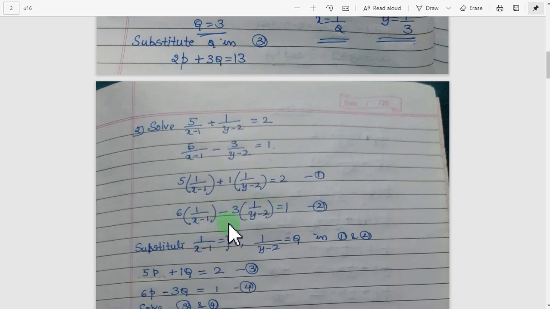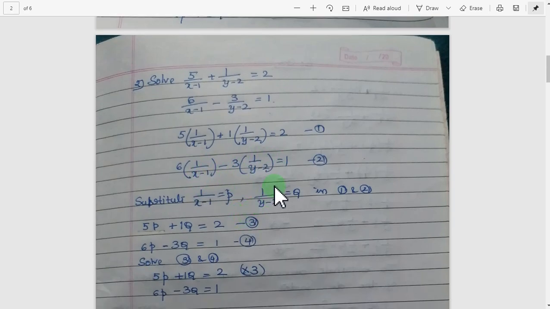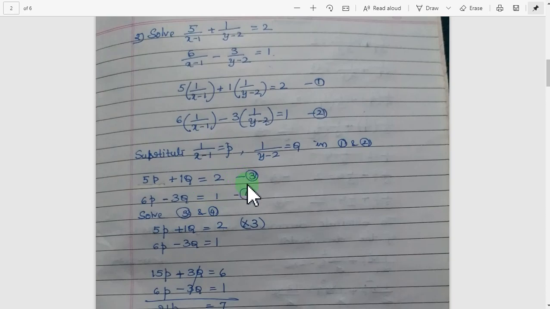Here also, 6 into 1 by x minus 1 minus 3 into 1 by y minus 2 is equal to 1. We are taking 1 by x minus 1 as variable p, 1 by y minus 2 as q. When you substitute, 5p plus 1q is equal to 2, 6p minus 3q is equal to 1. In this equation you have to substitute p in the place of 1 by x minus 1. Now solving 3 and 4.